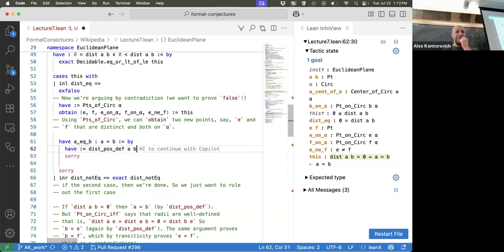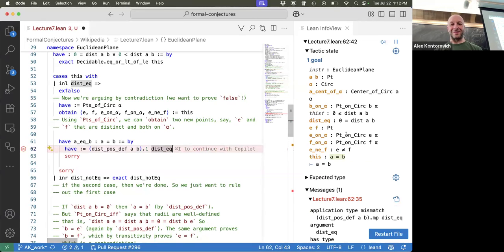So which direction do we want? Dot 2? Are you sure? The dot 2 direction is if A equals B, it's the other way around. It's the dot 1 direction, which says if AB equals 0, then A equals B. Does AB equal 0? We're assuming it from dist eq. So I'm going to feed into it dist eq. Will it work?